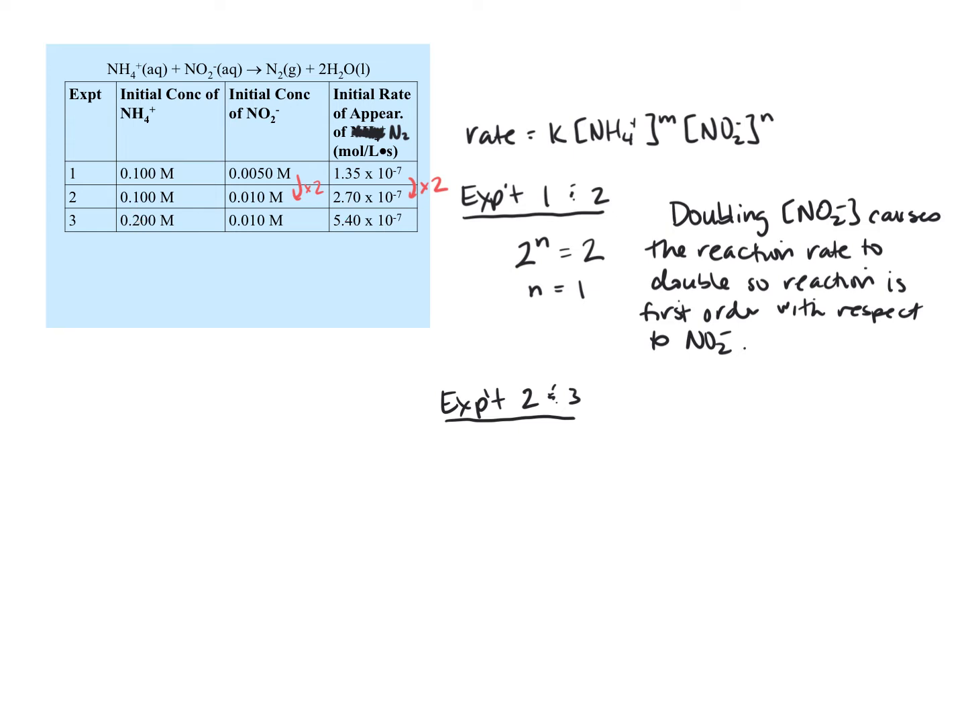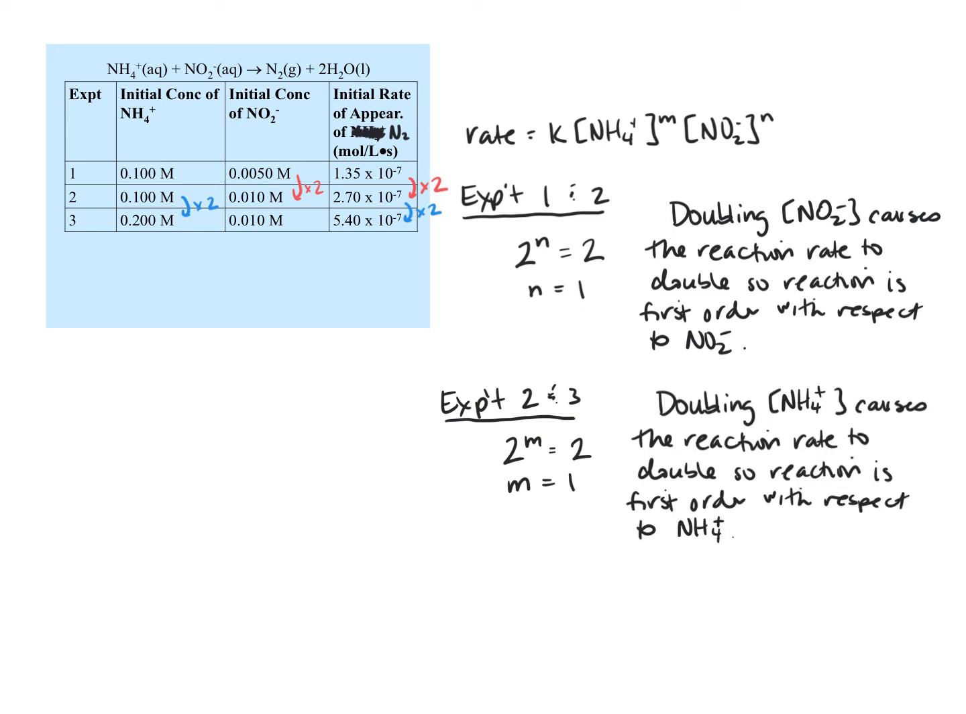So when you look at the table of data, I'm going to go ahead and change it to blue. You can see that as you double the NH4 positive concentration from trial 2 to 3, the reaction rate also doubles. So once again, the equation is similar to what we had in experiments 1 and 2: 2 to the m equals 2, and m equals 1. Once again, you need a written justification. So you should say, like we did last time, that doubling the concentration of ammonium causes the reaction rate to double, so the reaction is first order with respect to NH4 positive.